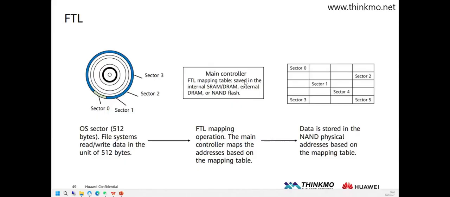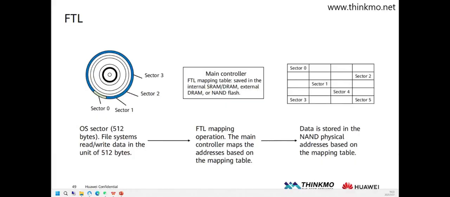Now, the interaction between our operating system and flash memory is like this. First, the size of the sectors in our operating system. We mentioned earlier that it's 512B, and the file system also reads and writes in units of 512B. This is like borrowing books in a library, where you have to borrow at least one book each time. You can't borrow just a part of a book. This one book.